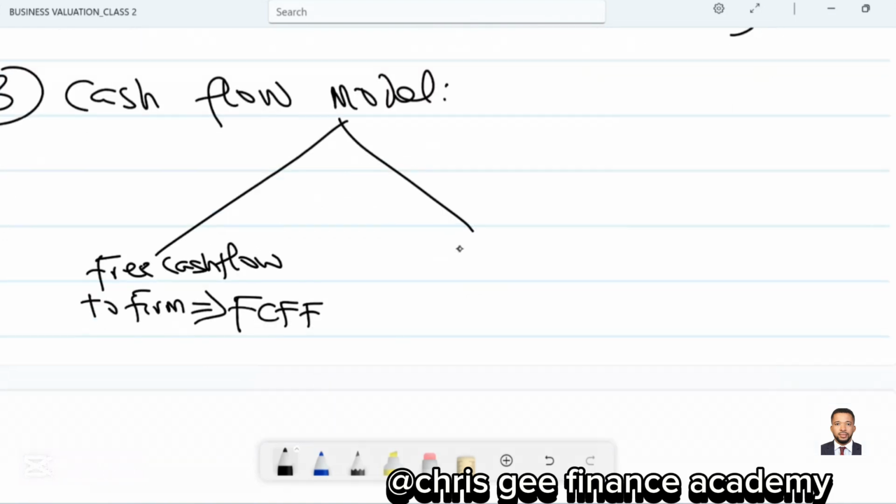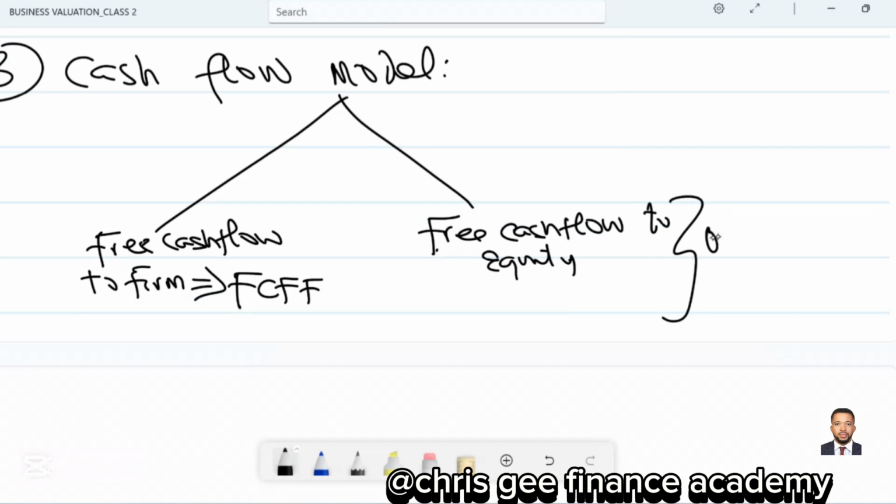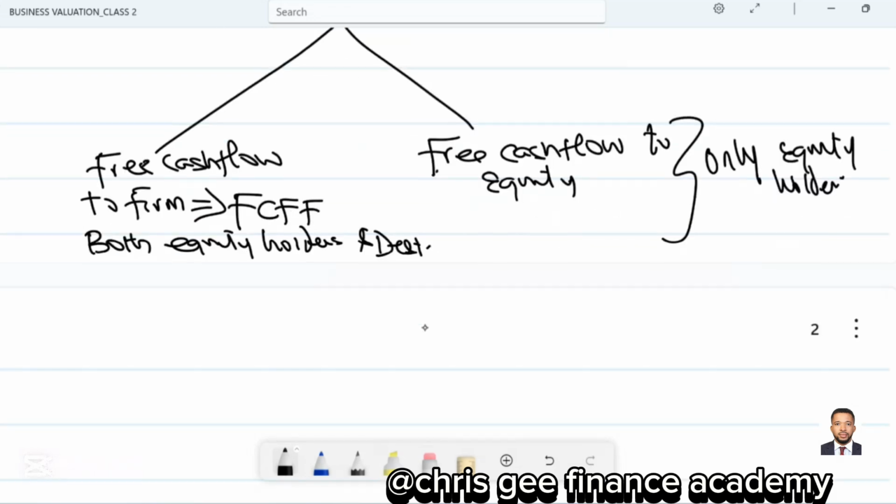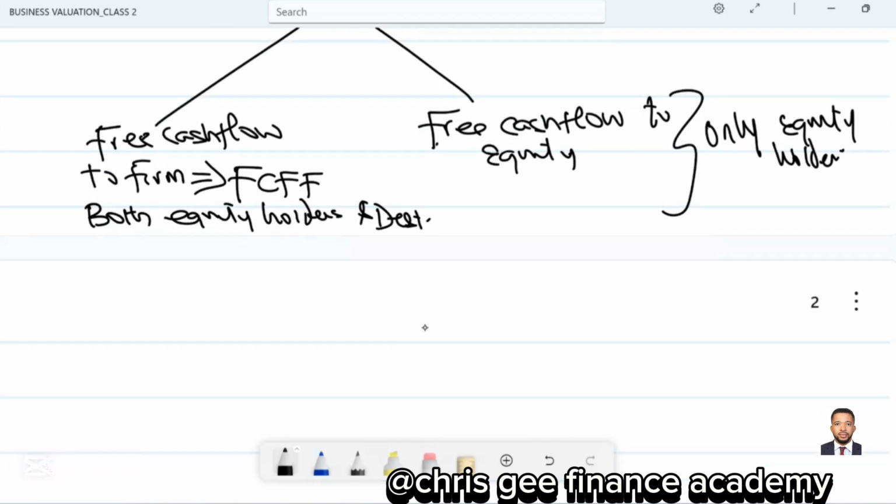And the second one is free cash flow to equity. Meaning the cash flow belongs to one person, equity holders. So it's only equity holders. And this one, both equity holders and debt holders. All right. What other difference?